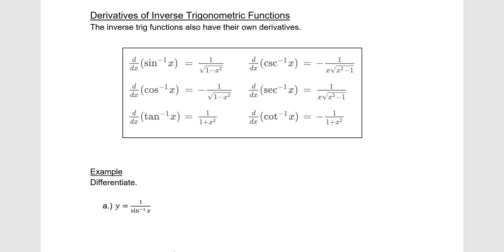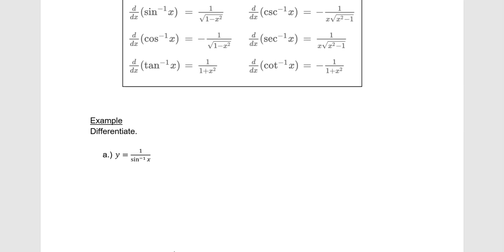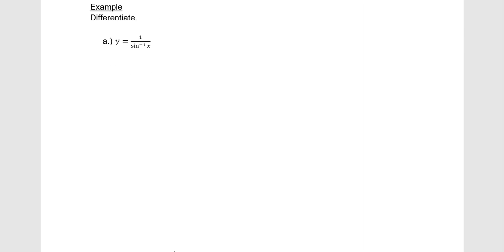Okay, so let's go ahead and differentiate. We want to take the derivative of y equals 1 over the inverse of sine. So before we do that, we could use quotient rule, right? Because technically this is a quotient. But let's rewrite this as the inverse of sine to the negative 1. Because sine inverse is in the denominator, we can put it in the numerator.